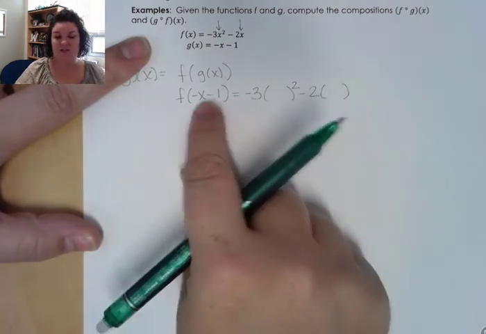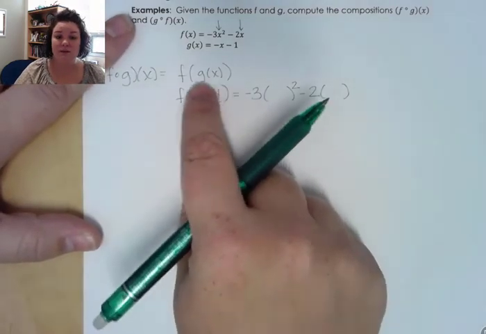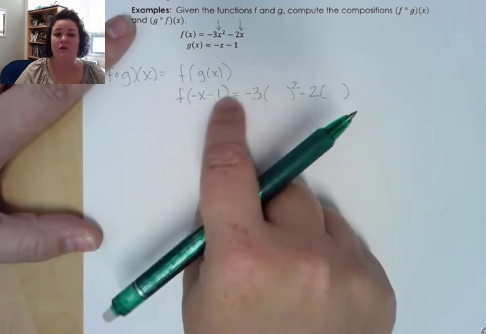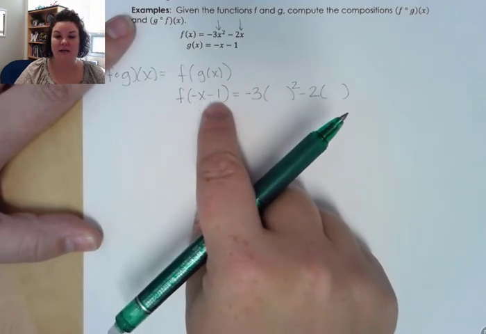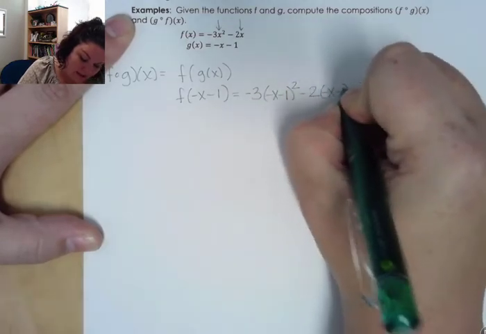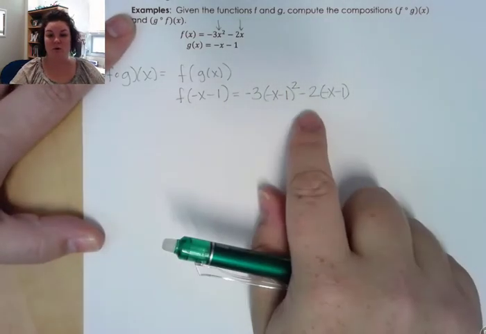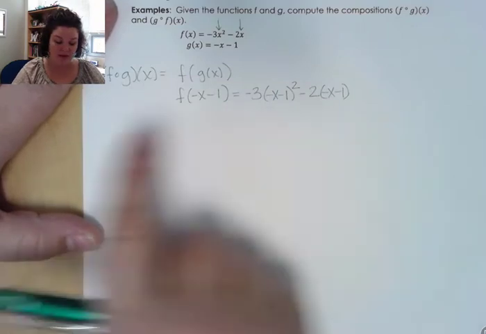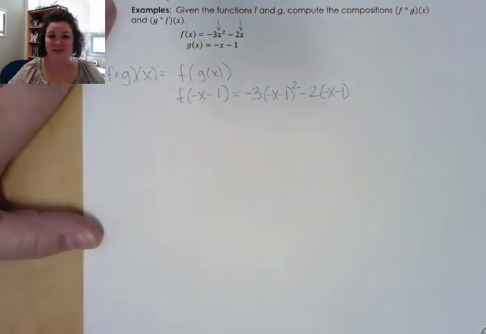And we're used to plugging in just numbers. But in this case, we need to plug in a quantity, right? We're plugging in the quantity negative x minus 1. So that means negative x minus 1 goes in this quantity, negative x minus 1 goes in this quantity. And this is what I need to simplify in order to get that composition function, okay?